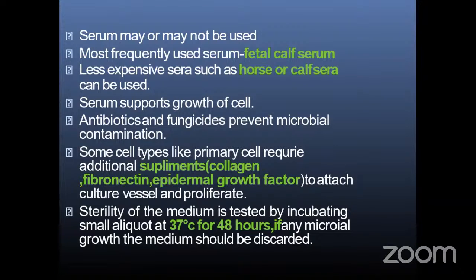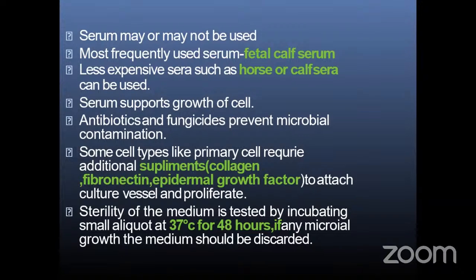So mycoplasmal contamination is a very serious problem in cell culturing, because the mycoplasma is similar to the eukaryotic cells, and we cannot even under the microscope differentiate whether it is the animal cell or mycoplasma. So slowly it will spread. So that is a very big problem. So usually we also include antimycotic agents. Okay.